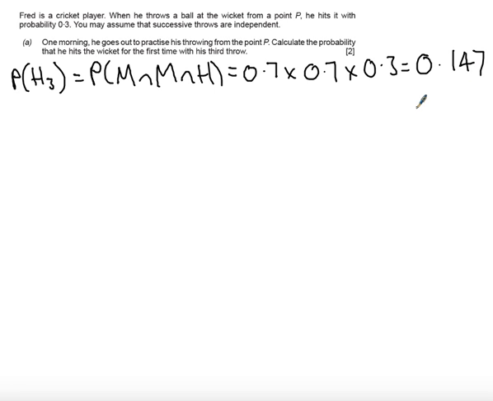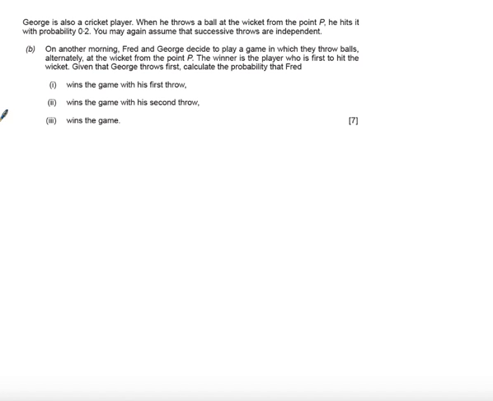Okay, so let's have a look at part B. Part B says George is also a cricket player. When he throws a ball at the wicket from the point P, he hits with probability of 0.2. You may again assume that successive throws are independent. So on another morning, Fred and George decide to play a game in which they throw balls alternately at the wicket from the point P. The winner is a player who is first to hit the wicket. Given that George throws first, find the probability that Fred wins the game with his first throw.